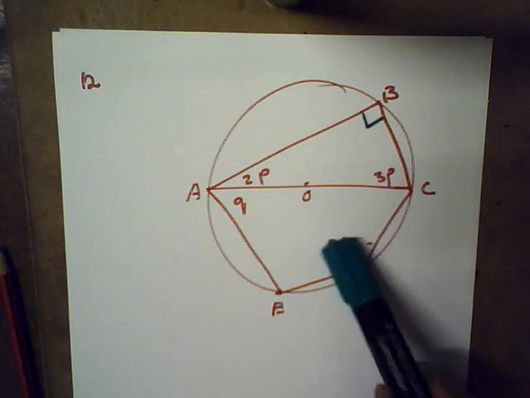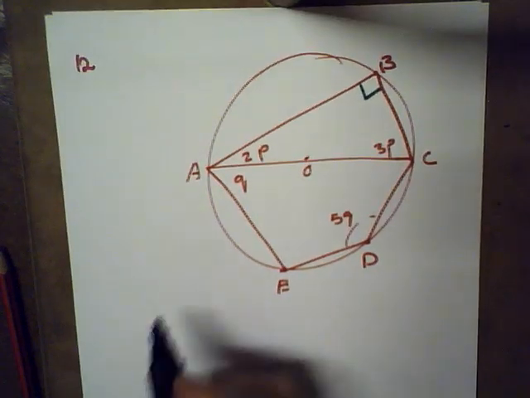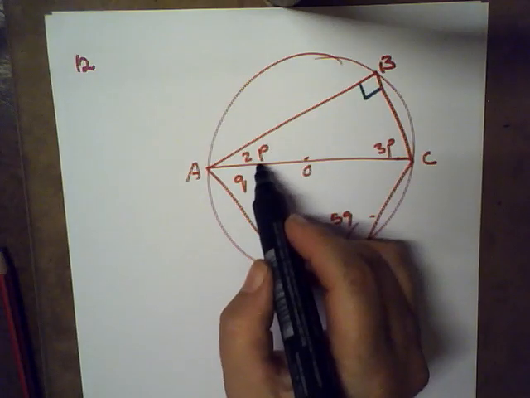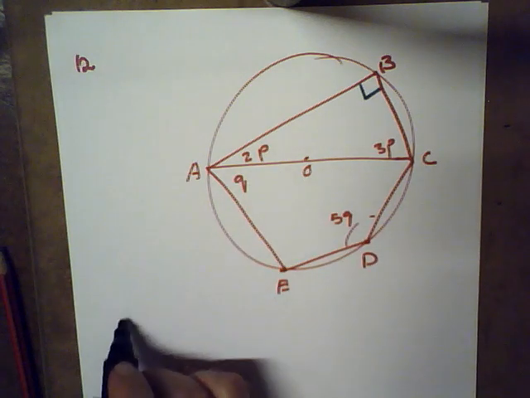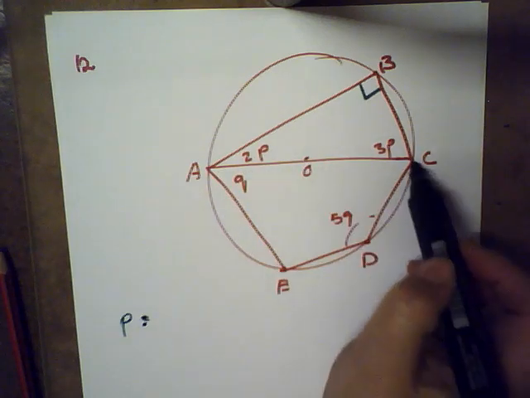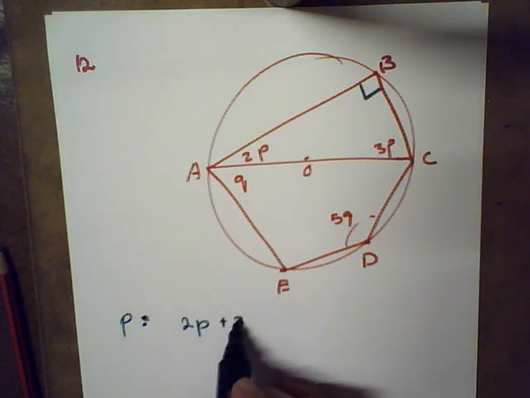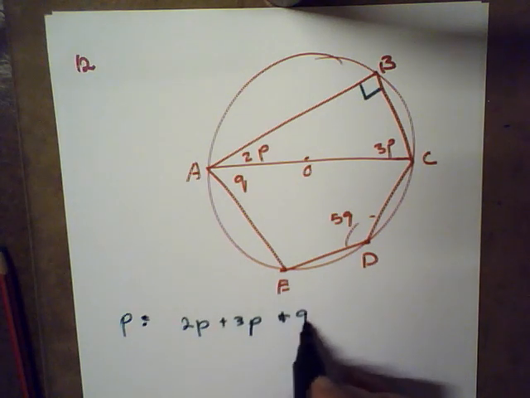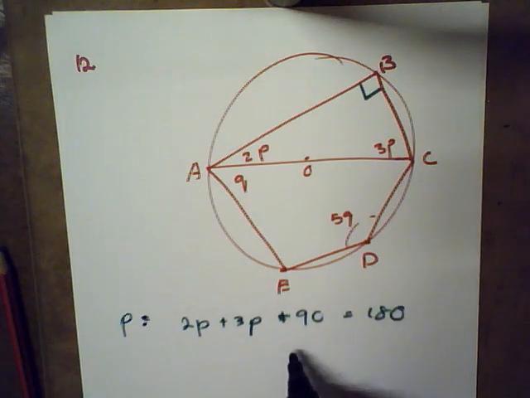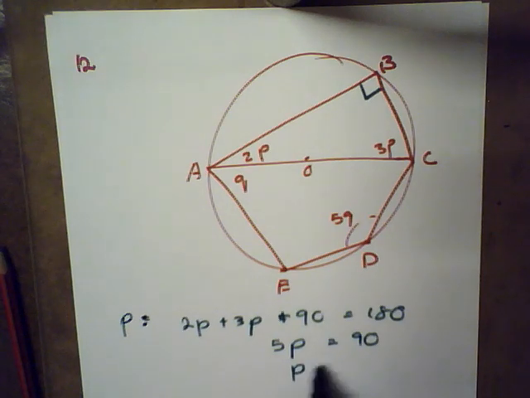So Q plus 5Q would be equal to 180 degrees. Okay, so we have two things that we have to find. We have to find P and we have to find Q. So to find P, we can use the interior angles of a triangle add up to 180. So 2P plus 3P plus 90 would give us 180, and that gives us 5P would be 90, and the value of P, if I use my calculator, would give me 18 degrees.